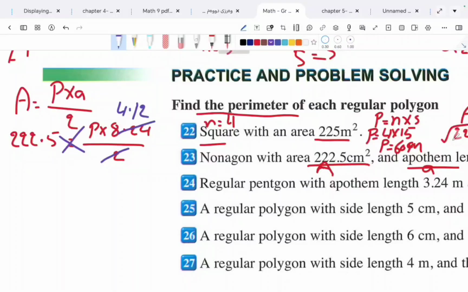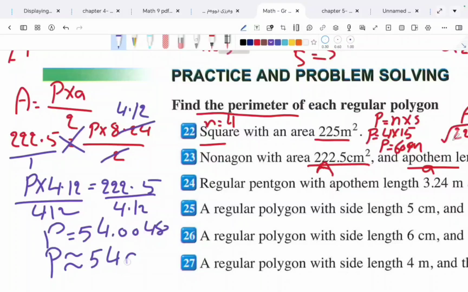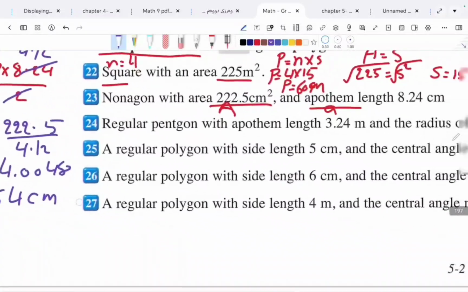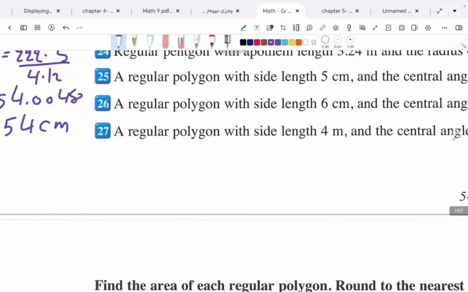Then use a cross product. Okay, under 222.5, it's 1. So it will be P times 4.12 equals 222.5. How to get rid of 4.12? Divide by 4.12, divide by 4.12. So perimeter equals 54.0048. Approximately perimeter equals 54 centimeters. Yes, it's centimeters. Question 24.